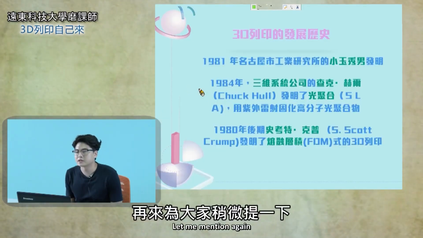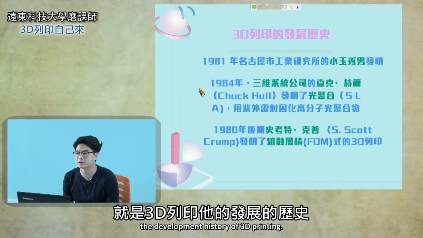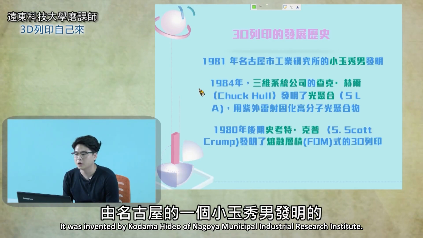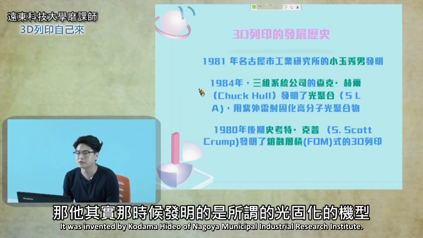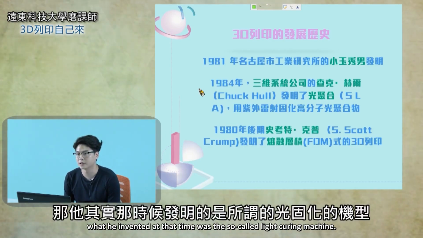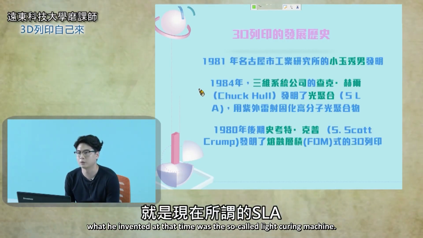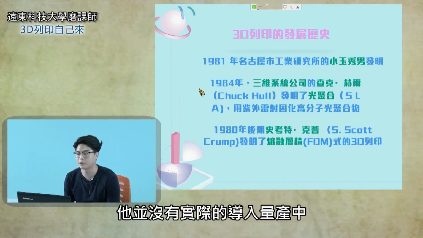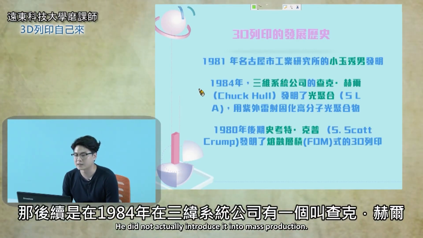Let me mention again the development history of 3D printing. The earliest development of 3D printing was in 1981. It was invented by Kodama Hideo of Nagoya Municipal Industrial Research Institute. What he invented at that time was the so-called light curing machine. It is now called SLA. But at that time, it was for research purposes. He did not actually introduce it into mass production.